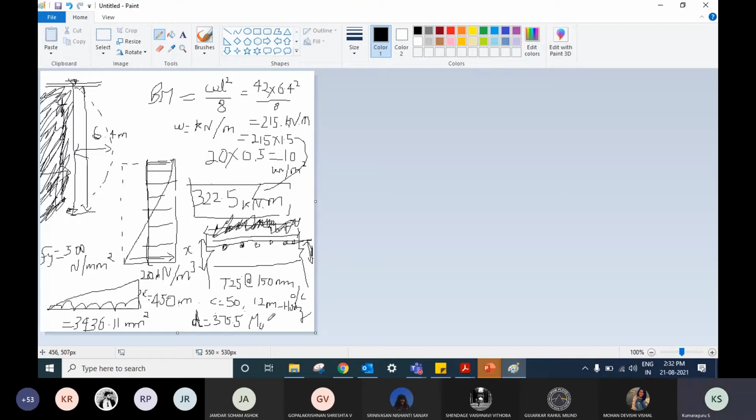Let's call it MU, ultimate capacity. So 0.87 into 500 into 3436.11 into 375.5. You'll get a very big number, divided by 10 to the power 6. What is the final number you get?